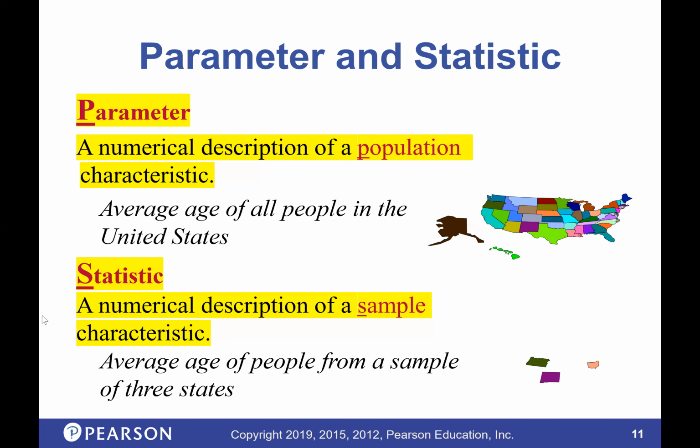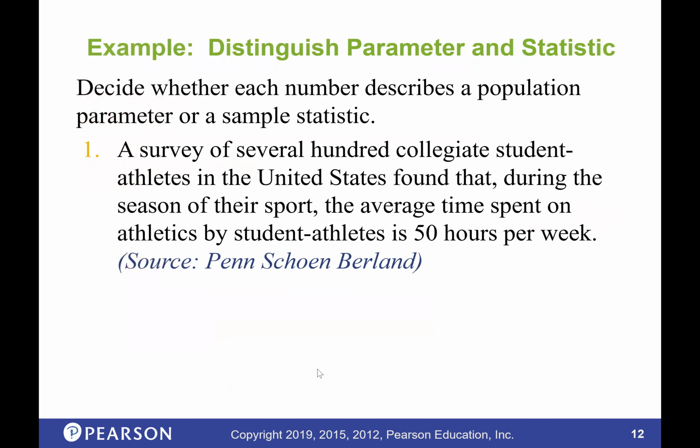Okay, so let's go with just a quick exercise here. Decide whether each number describes a population parameter or a sample statistic. So think about this: is it talking about the whole entire population? Did we get numbers for the entire population, or did we get numbers for a sample? A survey of 100 collegiate student athletes in the US found that during the season of their sport, the average time spent on athletics by student athletes is 50 hours per week.